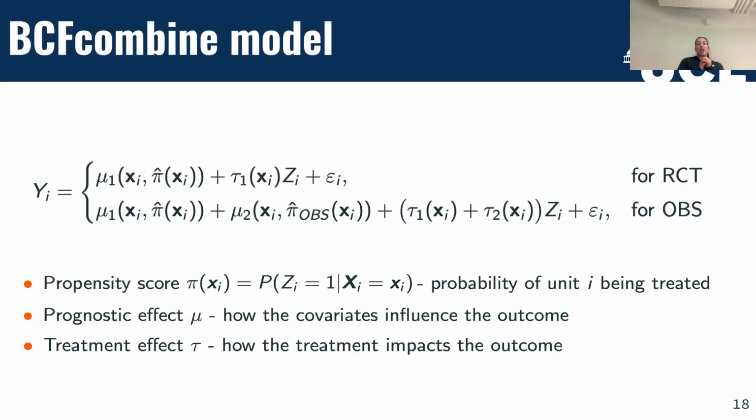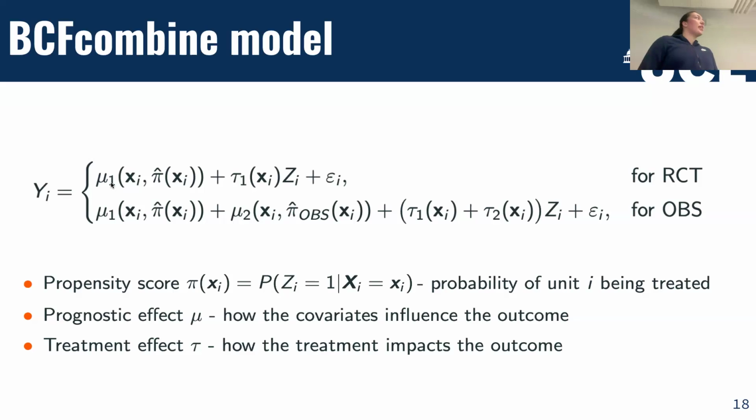For those reasons, in what we call the BCF combined model, for combining data, we say that for all individuals in the RCT, the outcome is the prognostic effect mu_1 of characteristics X and the estimated propensity score. Again, that's the estimated probability of unit i being treated. And then you also have tau_1 of x_i, which is the treatment effect given the characteristics, times the treatment, plus the errors.